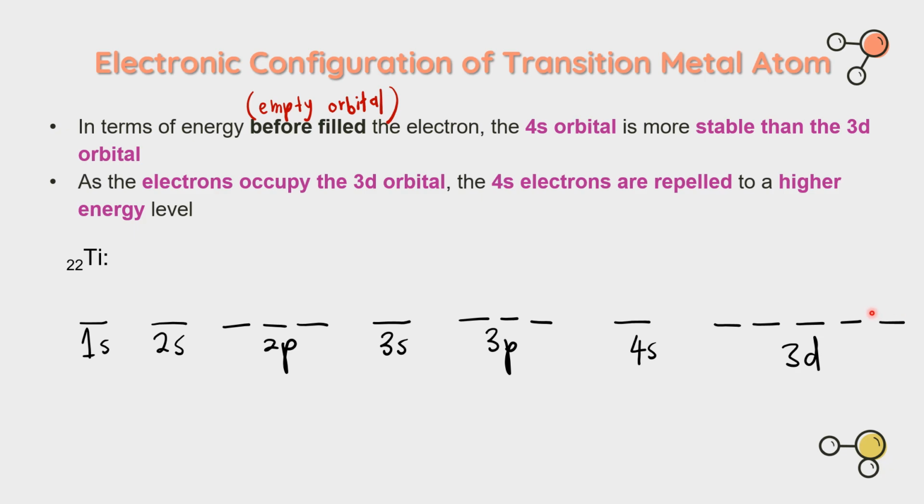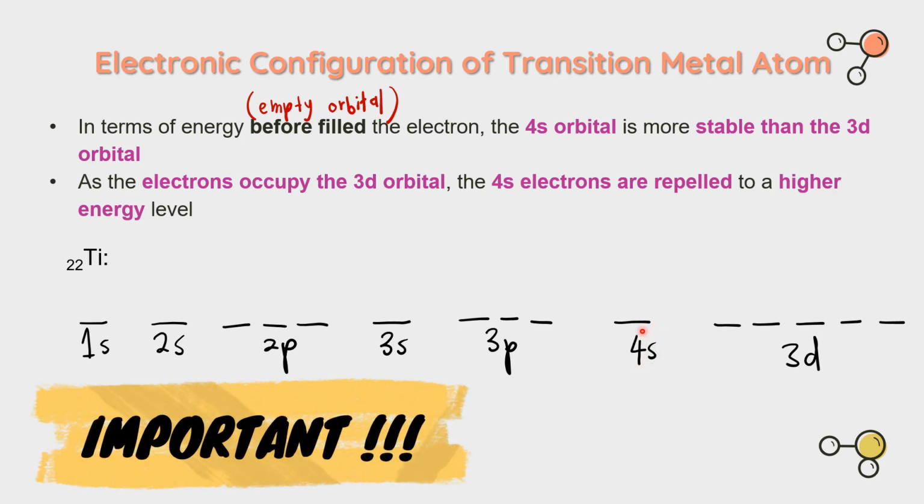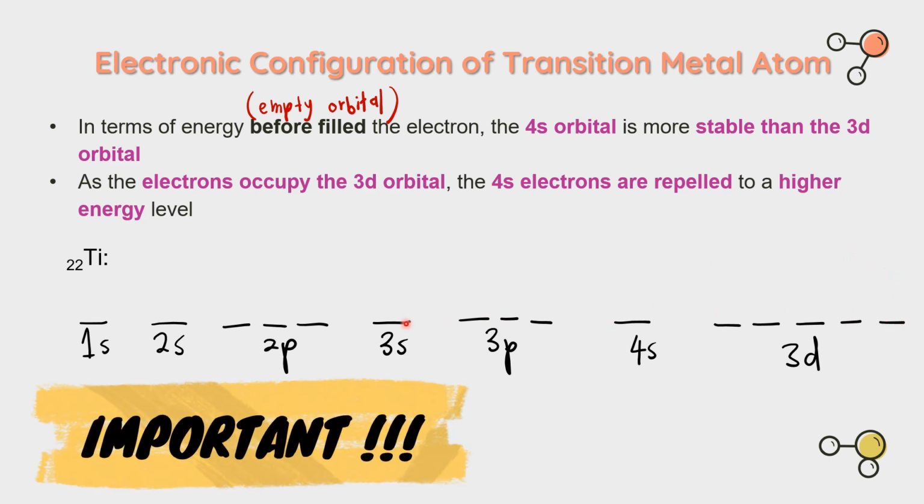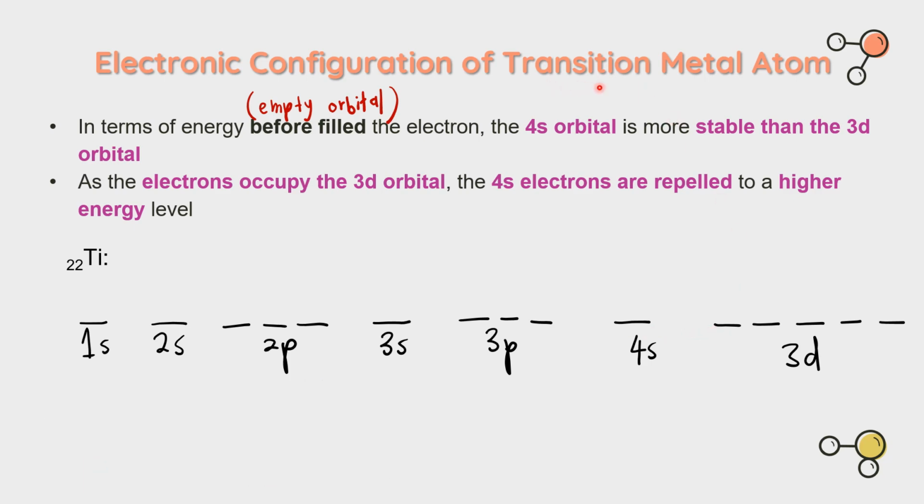So for empty orbitals, the position of the 4s orbital is in front of 3d because the energy level of this 4s is a bit lower than the 3d. But once we have filled all the electrons in these orbitals, the energy level of 4s will go a bit higher. So what you have to do next is change the position of 4s and write it after the 3d. Okay, so this kind of electron configuration usually occurs in transition metal atoms.